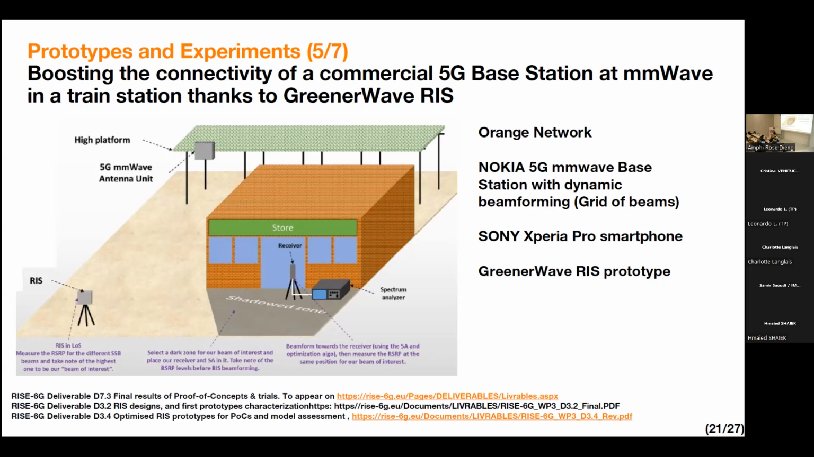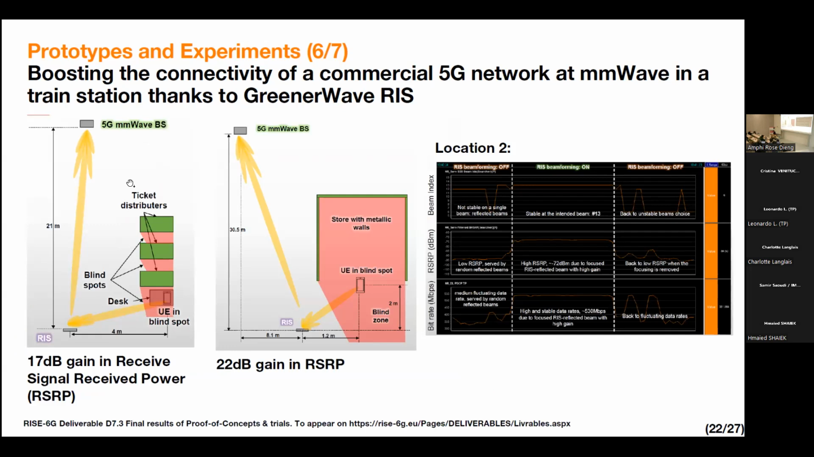So there were two positions tested, here behind ticket distributors and here behind a store. And we reached around 20 dB gain. So it does work. And an A4 sheet, a passive A4 sheet, provides you 20 dB gain. This is not bad. And here, I'm not sure you can see very clearly, but over time we put the RIS on, off, and then we see these 20 dB gains.